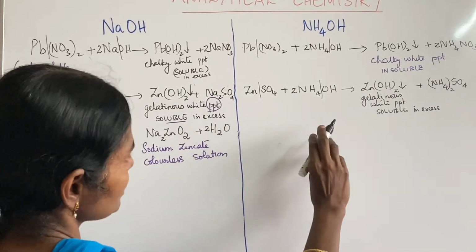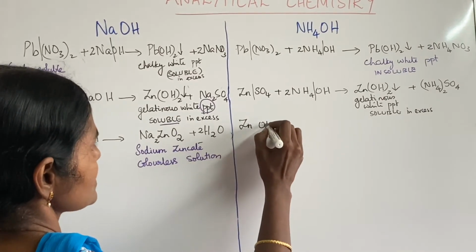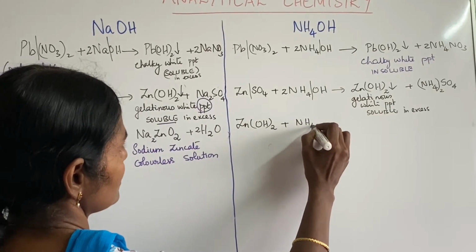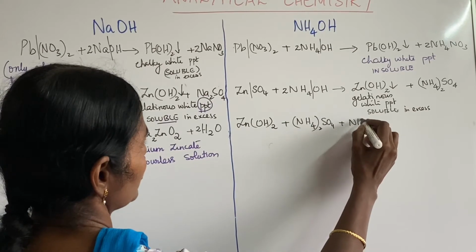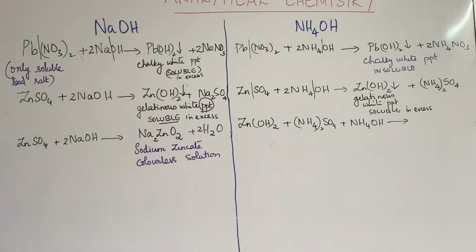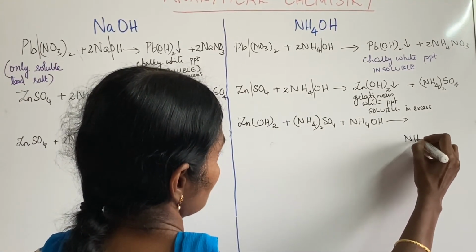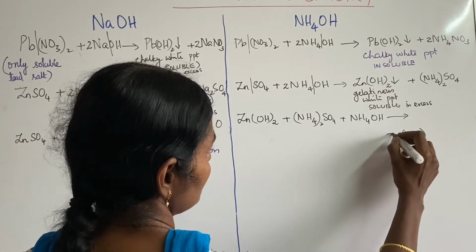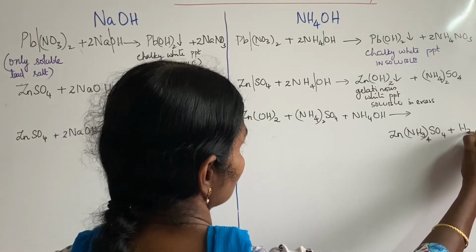Now let's move on to this side. When you take ammonium hydroxide, this also reacts with zinc hydroxide further. A little more of ammonium hydroxide is added. This also gives a colorless solution. It dissolves, but you get tetraamine zinc sulphate plus water.